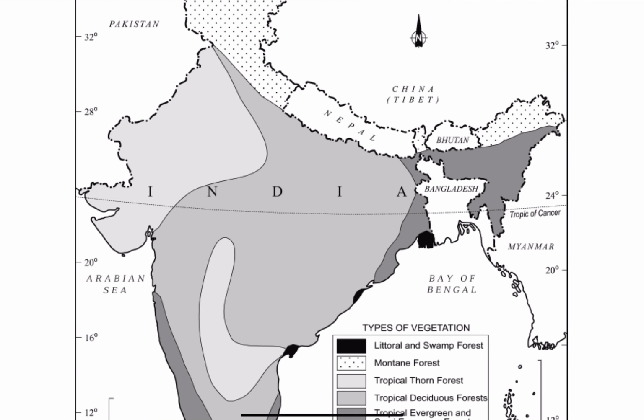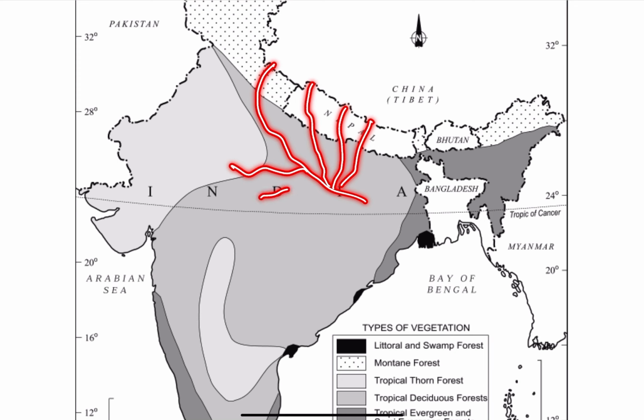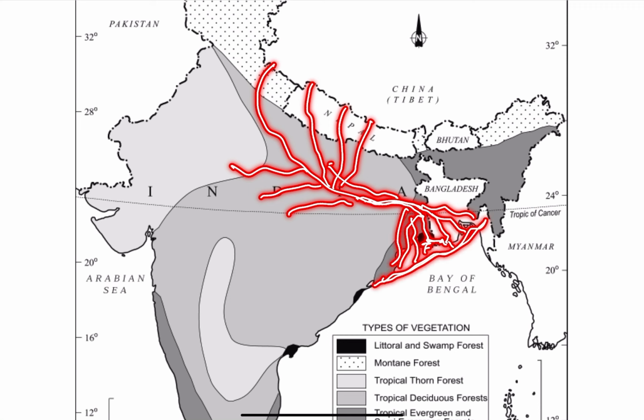So if all the rivers which are coming like this are forming tributaries to the Ganga river, and now they're forming a delta here. Delta means here they have the tributaries, here they will distribute, and they'll form a delta. This is called a delta.